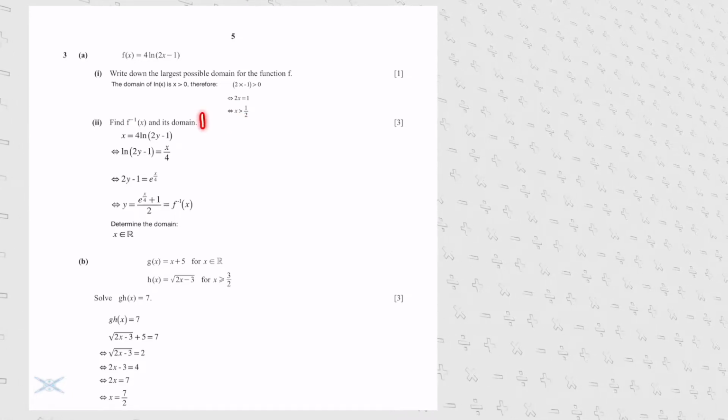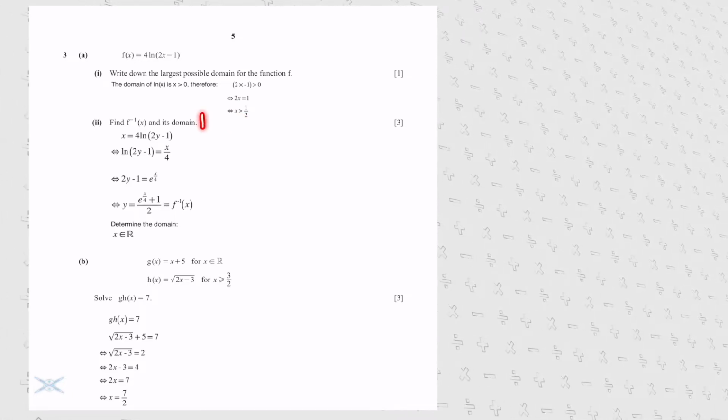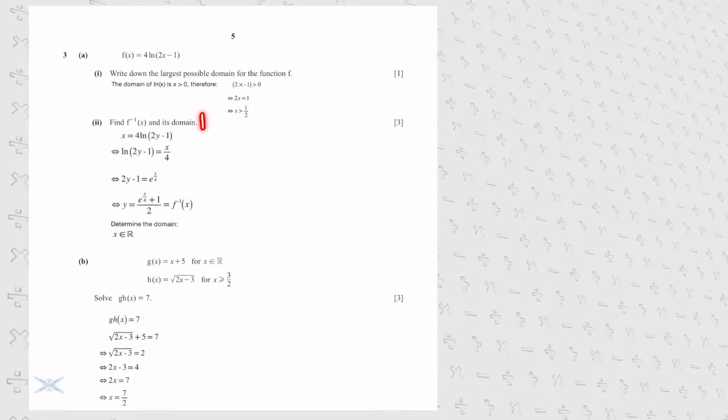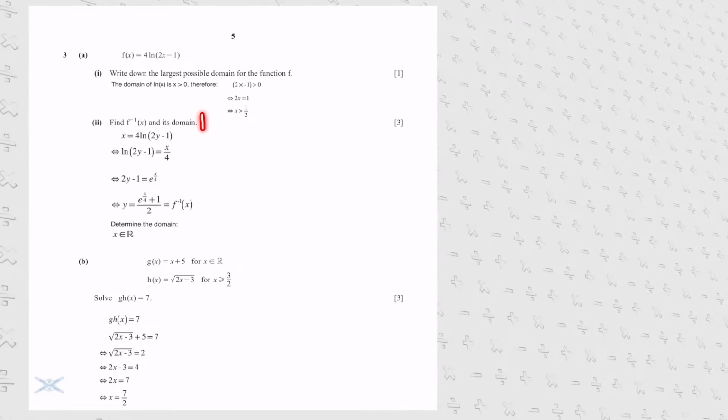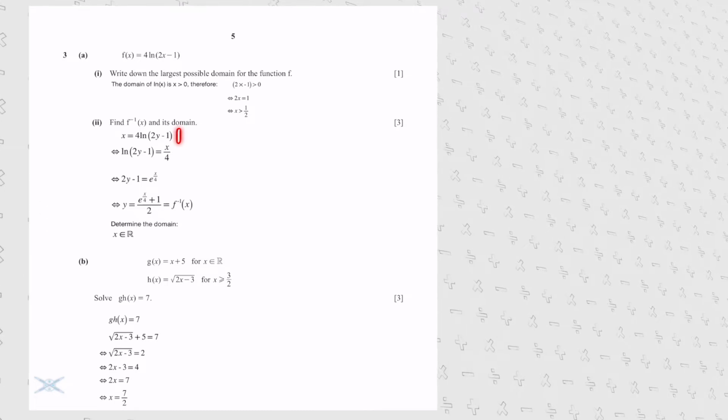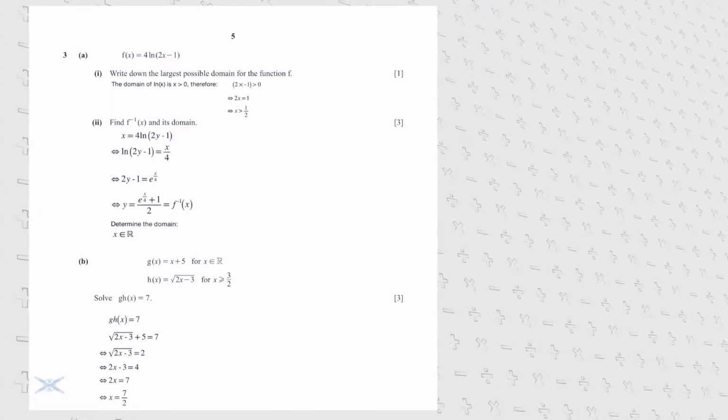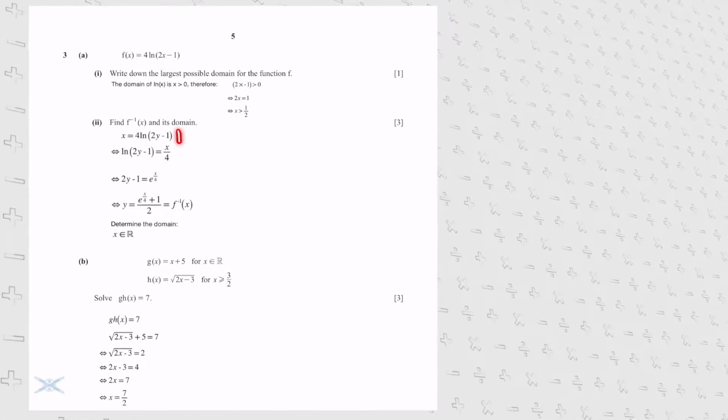In part 2 of exercise 3a, we are required to find the inverse function of f of x as well as its domain. To accomplish the first part, we simply reverse y and x with the goal to rearrange the equality for y.